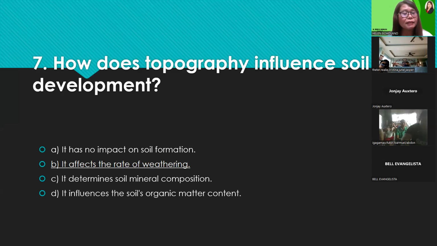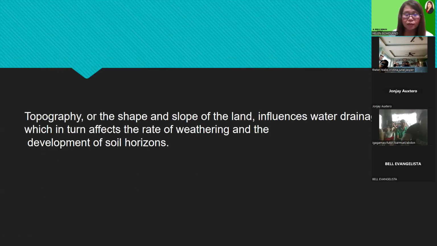It affects the rate of weathering. So topography means the shape or the slope of the land. It influences water drainage, which in turn affects the rate of weathering and the development of soil horizons. So that's the reason it's the answer.